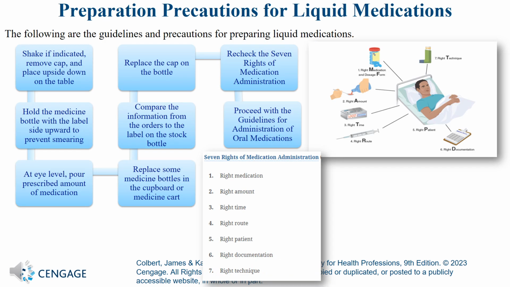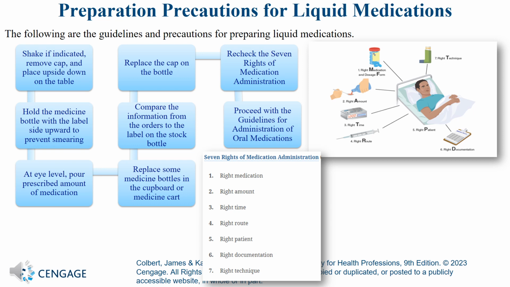Okay, we're going to talk about preparation precautions for liquid medications. Your first step is to shake it if it's indicated. We're going to remove the cap and place it upside down on the table. There is figure 8-6 for you to look at. You're going to hold the medicine bottle with the label side upward to prevent smearing. At eye level, pour the prescribed amount of medication.